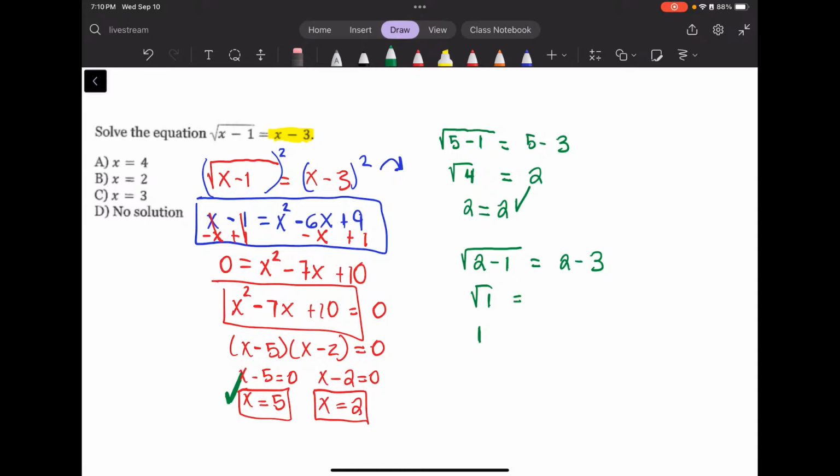When we check our second x, which is going to be 2, we have radical 2 minus 1 is equal to 2 minus 3. So we have the square root of 1, which is just 1, and this is equal to 2 minus 3, which is negative 1. So when we compare this answer, 1 is equal to negative 1, we know that this will be considered an extraneous solution. So when we plug it back in, it actually does not satisfy the radical equation.